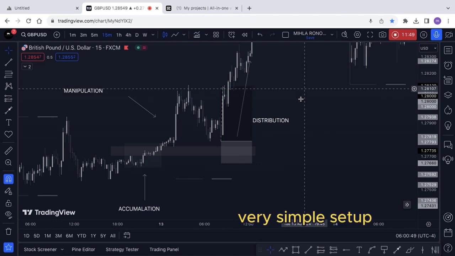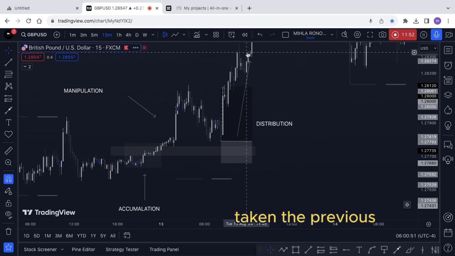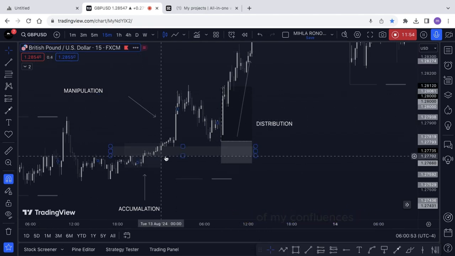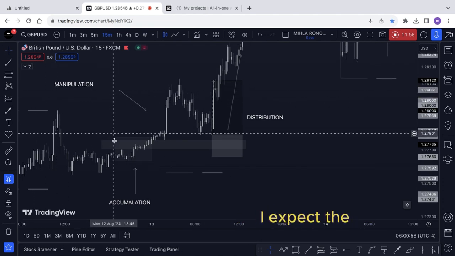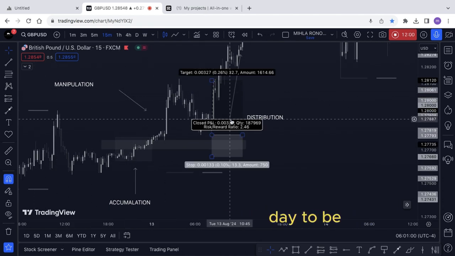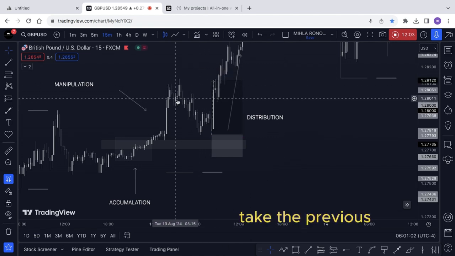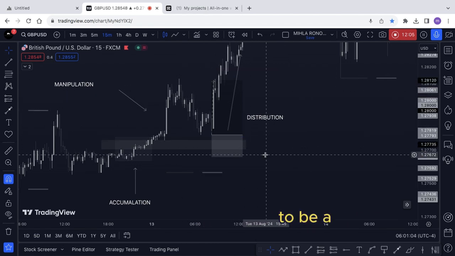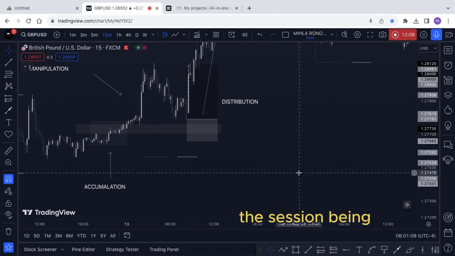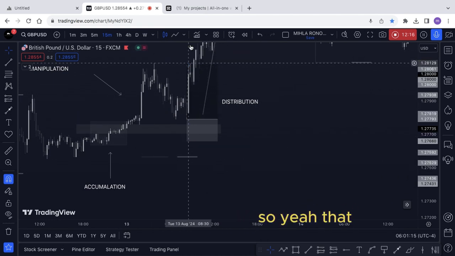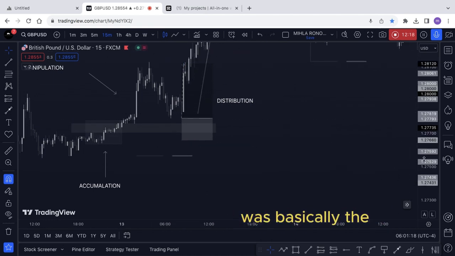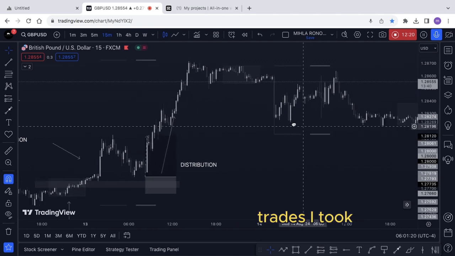So it was a very simple setup. Also, price had taken the previous daily high, and that's one of my confluences. If price takes the previous daily high, I expect the direction of the trade to be bullish. And if price takes the previous daily low, I expect price to be bearish for the session. Bearish for the session being early New York, that is, not the whole day. Sorry. So that was basically the trades I took.